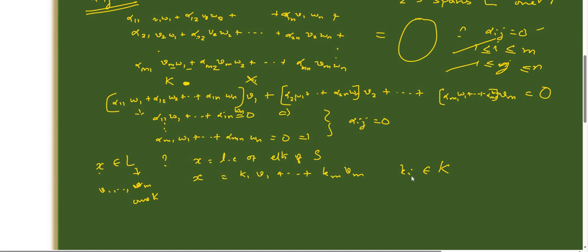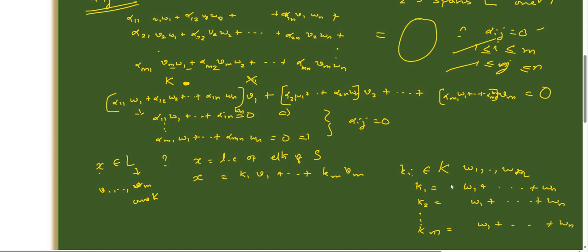But what is known about ki? Each ki being a member of K, which has W1 etc. Wn as a basis, k1 can be written as a linear combination of W1 and so on Wn. And similarly k2 can be written as a linear combination of W1 and so on Wn. And similarly km can be written as a linear combination of W1 and so on Wn.